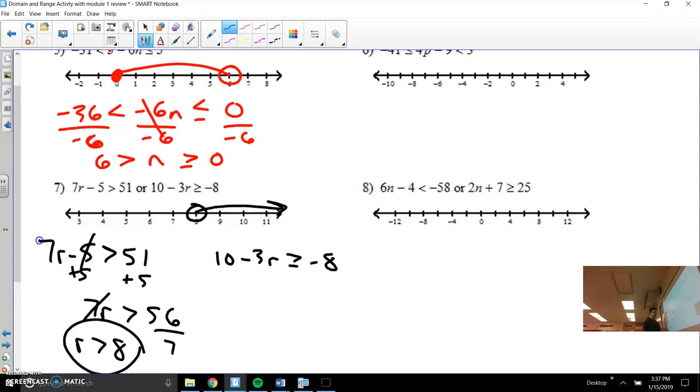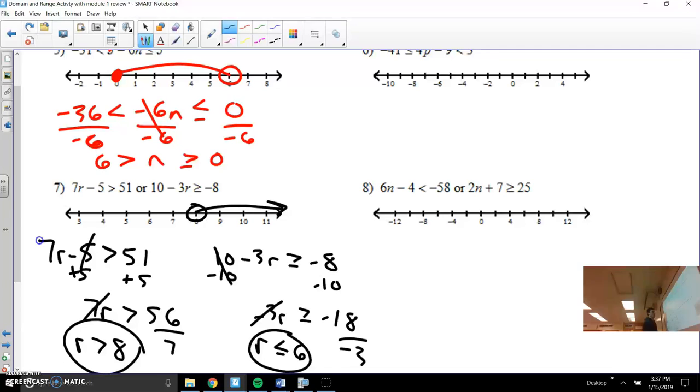So let's move the 10, that's the like term, from the left to the right. I get negative 8 minus 10 to be negative 18. But when I divide this negative 3 over, now that rule does come into play, and it's less than or equal to 6. So while I had greater than or equal to 8, it could also be 6 included, filled in, going left, less than.